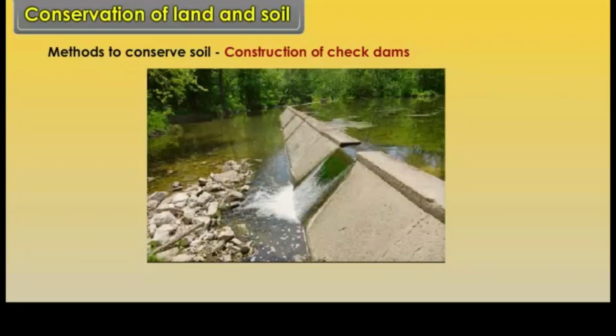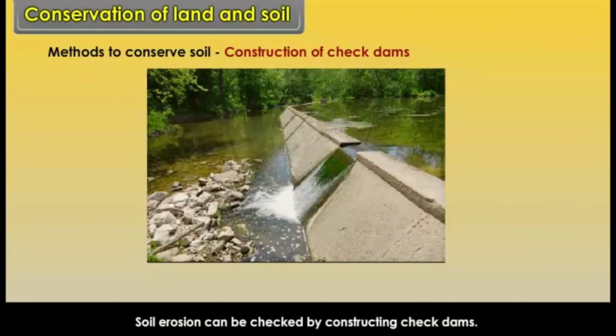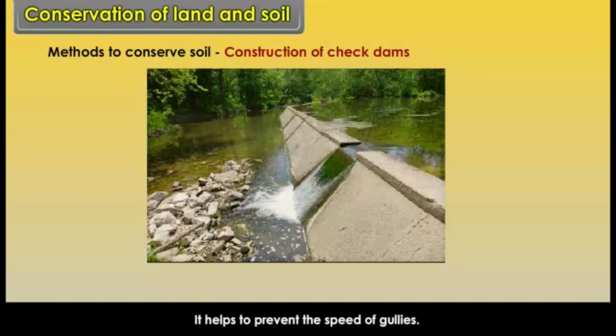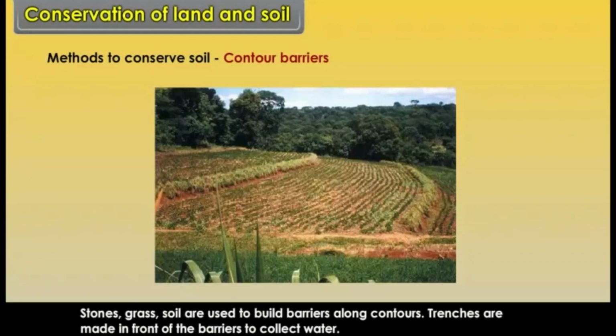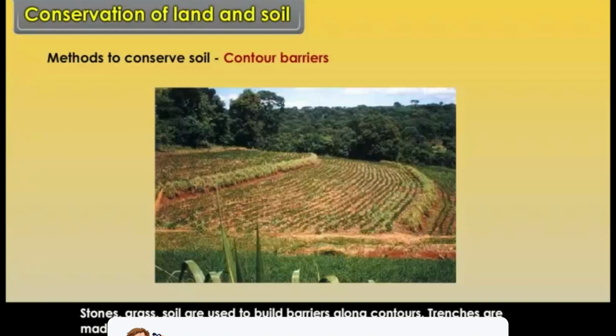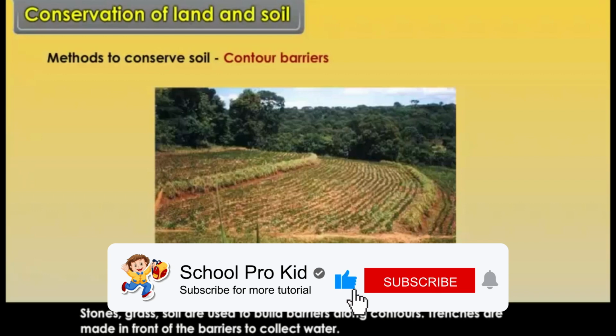Construction of check dams. Soil erosion can be checked by constructing check dams. It helps to prevent the spread of gullies. Mulching. The bare ground between plants is covered with a layer of organic matter like straw. It helps to retain soil moisture. Contour barriers. Stones, grass, soil are used to build barriers along contours. Trenches are made in front of the barriers to collect water.